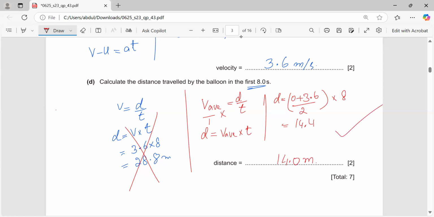So always remember, simply writing v is equal to d by t is not the correct idea. It is v average. How are we calculating the average? Sum of the quantities divided by the number of quantities. Here, for the velocity, we had two values. One was 0 and the other one was 3.6. So the sum of 0 plus 3.6 over the number of quantities, which is 2. So we simplified to 14.4 meters, or we can write it simply as 14 meters. Even 14.4 meters is workable. It's okay, 3 significant figures.